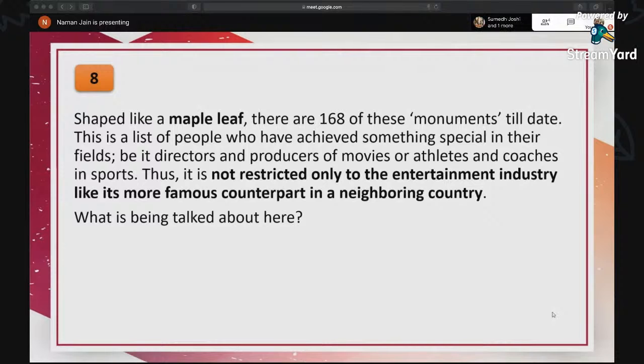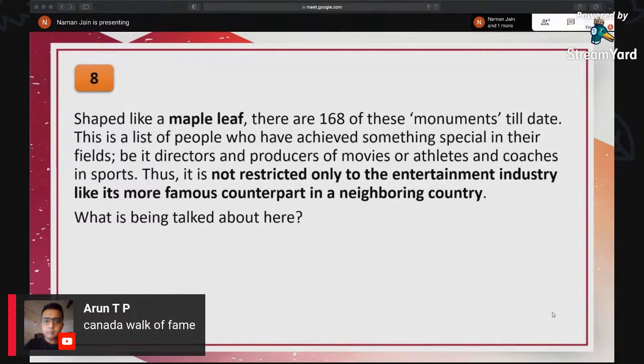Canada Walk of Fame says Arun, not Bharat Ratna as Prem says. Canada Walk of Fame is the correct answer. So the hint I had given was not only restricted to American industry, like its more famous counterpart in a neighboring country. And yeah, Abbas, this is a tribute to Alex Trebek, the host of Jeopardy. And this quiz would have been incomplete if I hadn't included Alex. So yeah, Jeopardy guy is the person whom this tribute was given to. So well done.